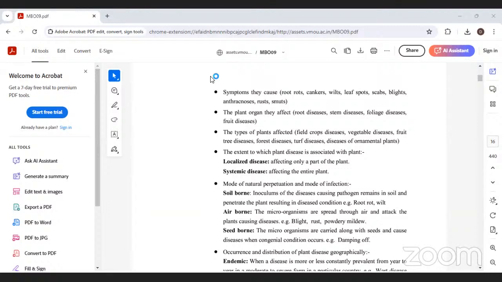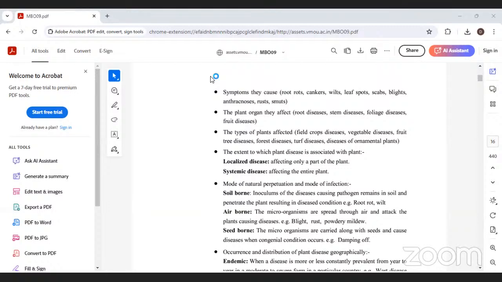Affecting only a part of the plant, that is the localized disease. Next one, systemic disease, affecting the entire plant body. These two diseases are most important. One is the localized disease, the second is the systemic disease.